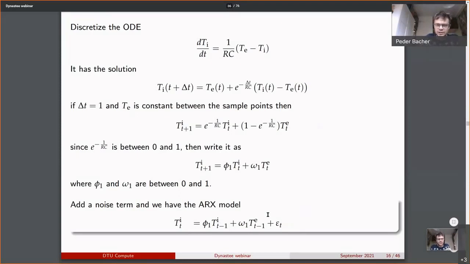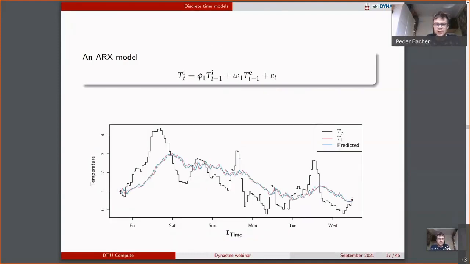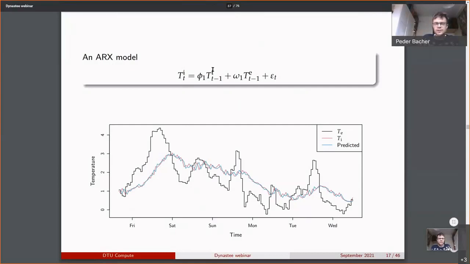Okay, so if we look at this, we can formulate that as just a linear regression model. Formulated in this way, we have the previous observation of TI and the previous observation of TE. So we can just fit this using linear regression techniques for estimating the parameters. So ARX models can just be fitted using least squares regression. It will very easily give us these parameter values given the data.